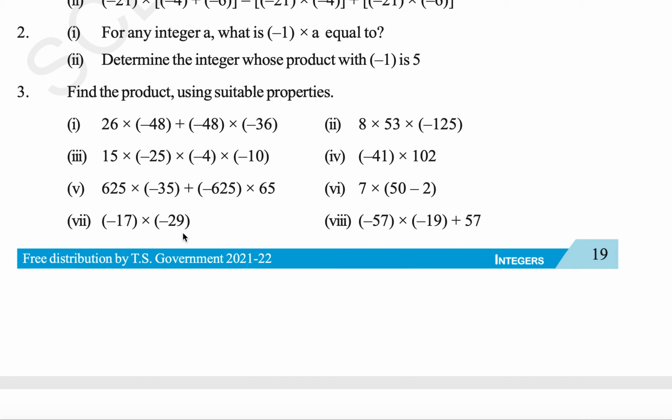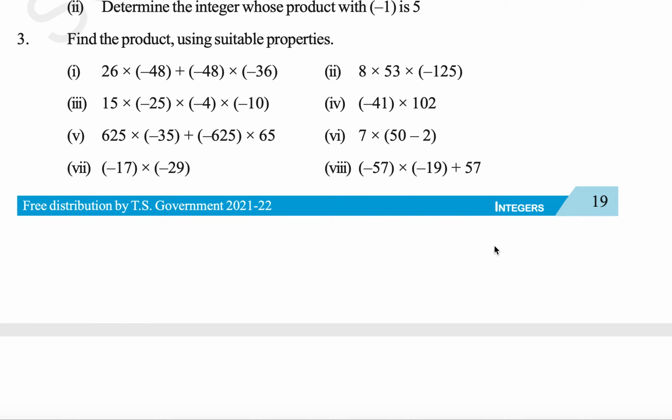Minus 17 into minus 29. This can be written as 30 minus 1. 17 into 30 is 510, 510 minus 17, that is 500 minus 7, 493 is the answer. In this case, you can take 57 common. 19 plus 1 is 20. So 570 into 2 is 1140. Okay, that is the answer.